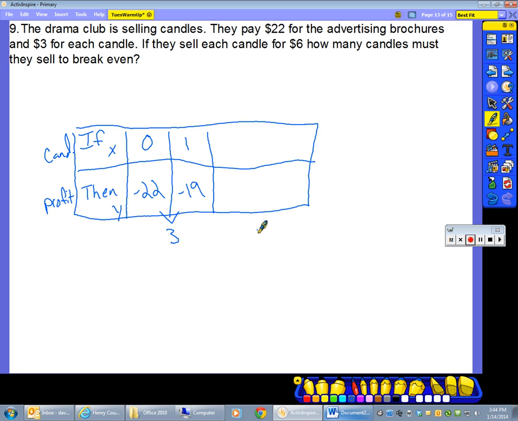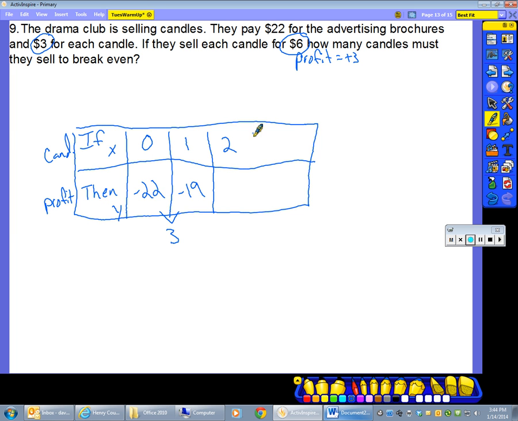And some kids will say, but wait a second. You got $6 for that candle when you sold it. It should increase by 6. But remember, even though I get $6, I have to spend $3 buying the candle. So really what that means is every time I sell a candle, there's really only a profit of $3. So that's why it only increases by 3.